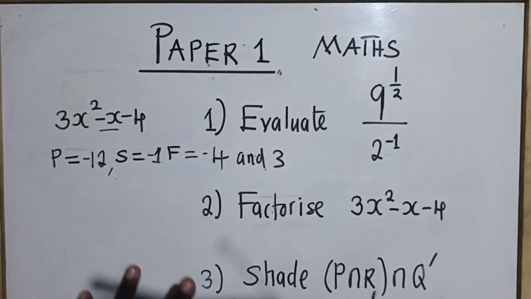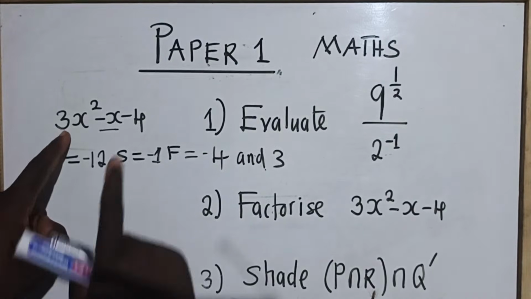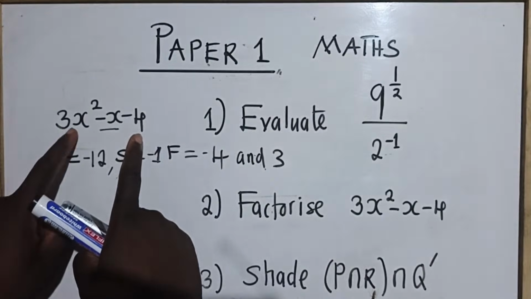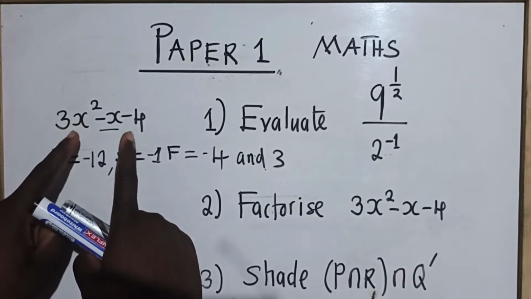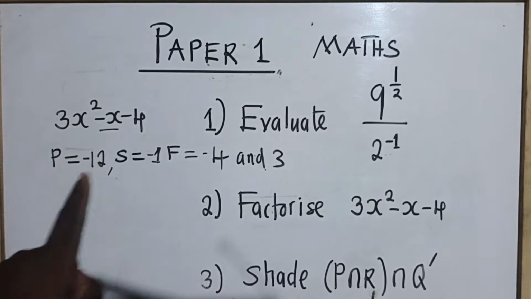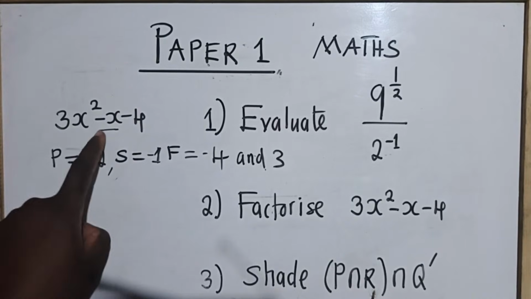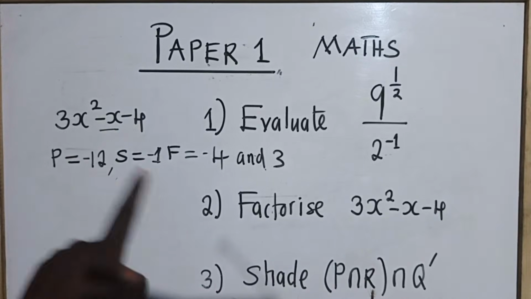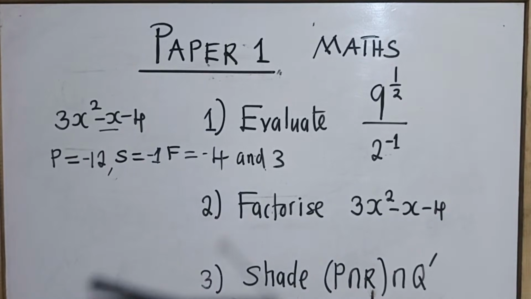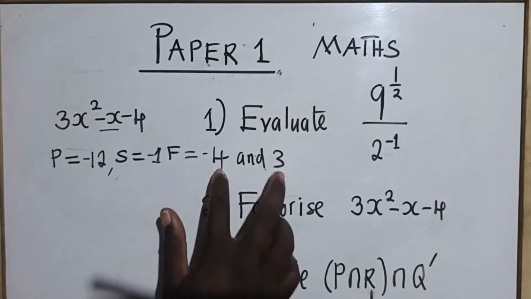Okay, let me just run you through. We first identified our product by simply multiplying these 2 numbers, the one which is with x power 2, the coefficient, multiplied by the constant. This is our product. For the sum, we just get the number which is with x right here. So this is negative 1. 1 is invisible, so just know that it's negative 1. And then for the factors, you think of 2 numbers. When you multiply them, they give you negative 12. The same 2 numbers, when you add them, they give you negative 1. So these are the 2 factors.